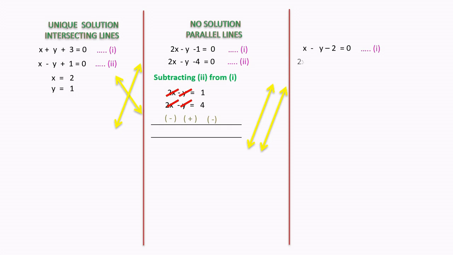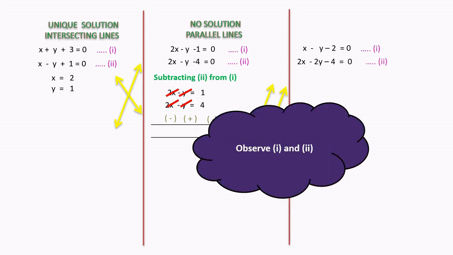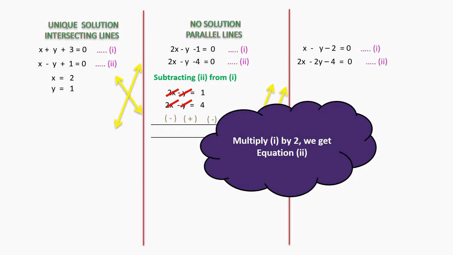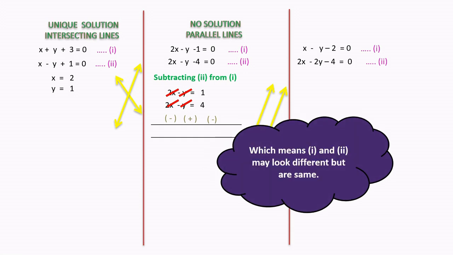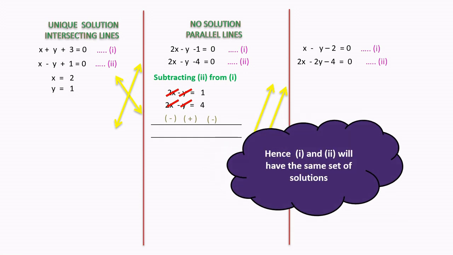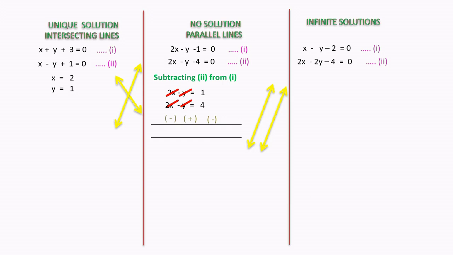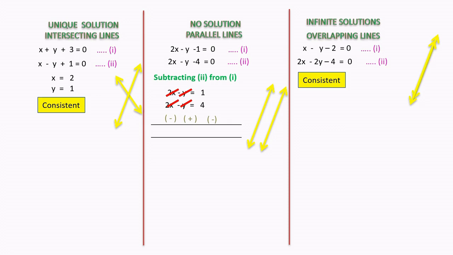Now, consider the third example. x minus y minus 2 equals 0 and 2x minus 2y minus 4 equals 0. If you observe carefully, the second equation is just a multiple of the first. This means both equations represent the same line. So, there are infinitely many solutions. Graphically, the lines coincide or overlap. Hence, this system is consistent with infinitely many solutions.